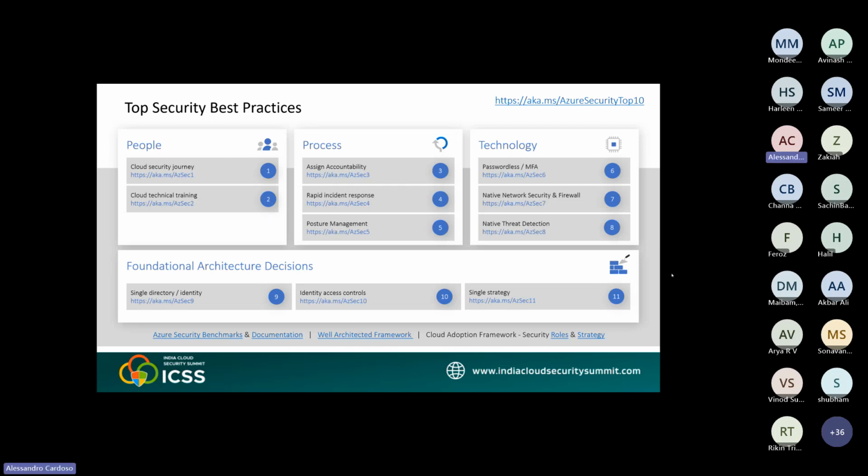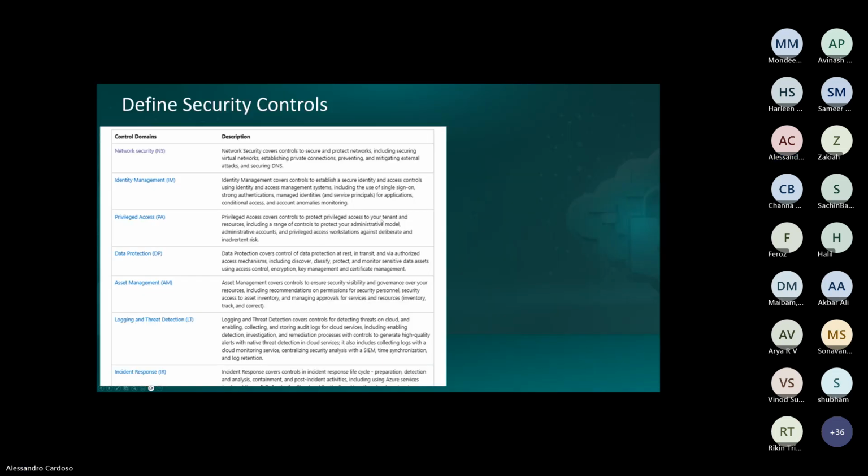If we think about what I just mentioned from technology, and I mentioned before about the security controls, this is very important. Are you working with your customer or with your organization on defining this? Go through the domains, go through each one of those domains: the network security, identity management, data protection, incident response, logging, and define the controls that your company needs.